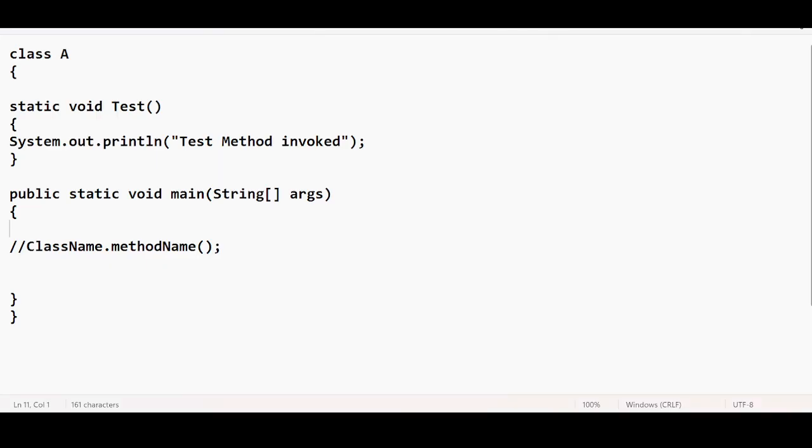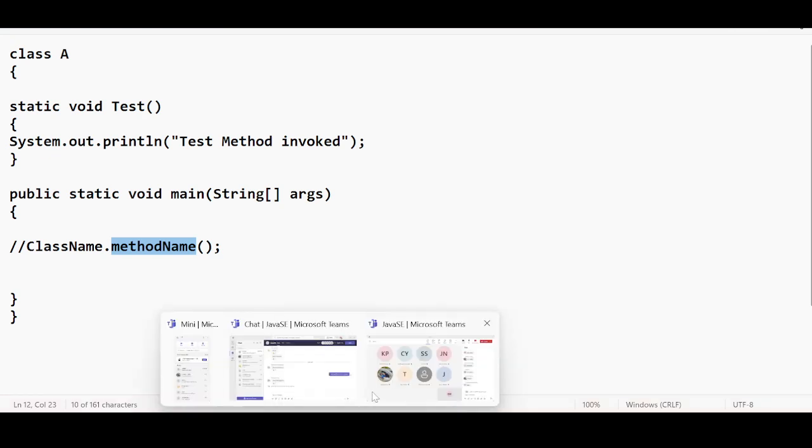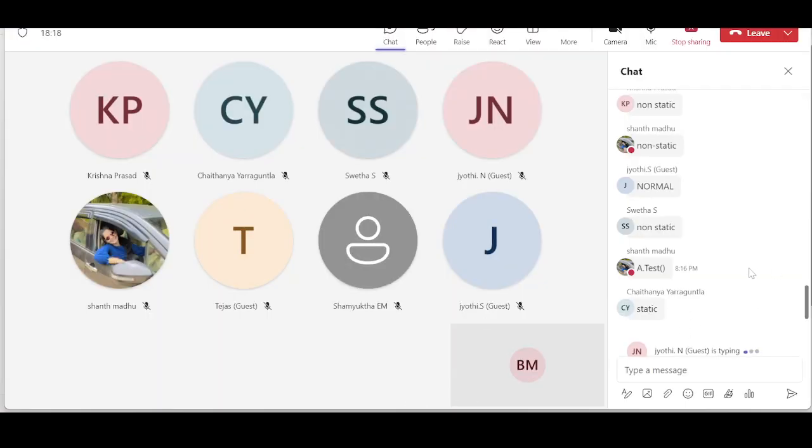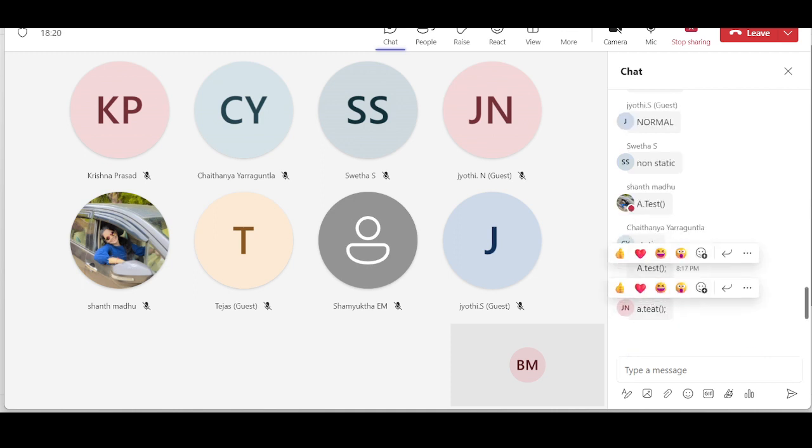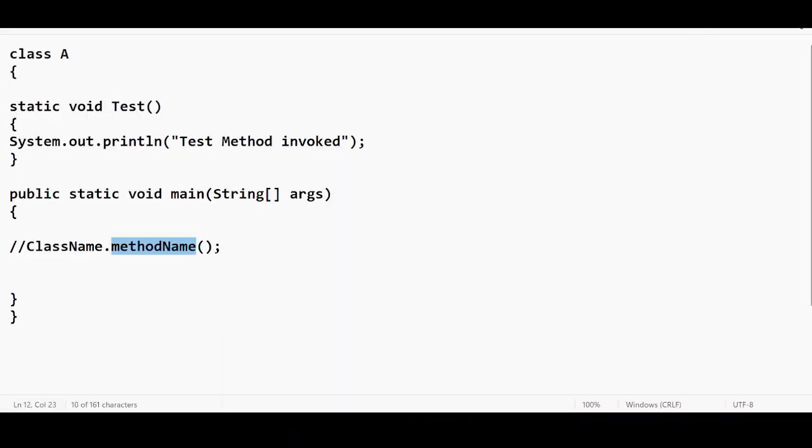You are getting my question? This is the syntax to call a static method. You need to replace the class name and the method name with the respective names. If I do that, how is it supposed to look? A dot test, yes, correct. So capital A dot test, case sensitive.